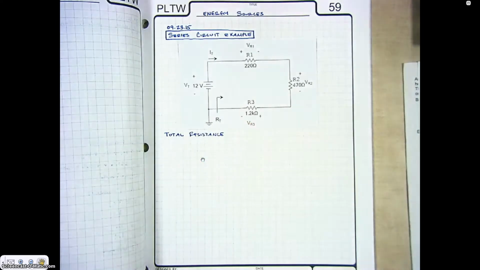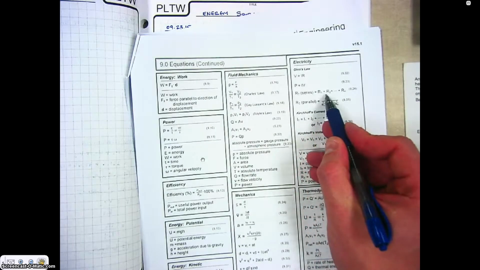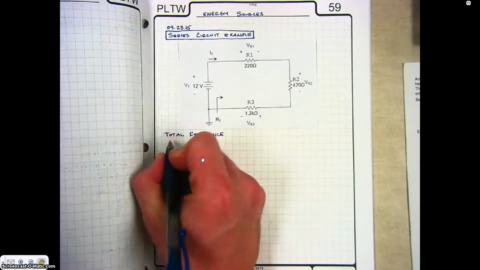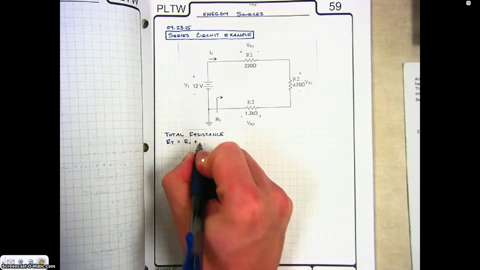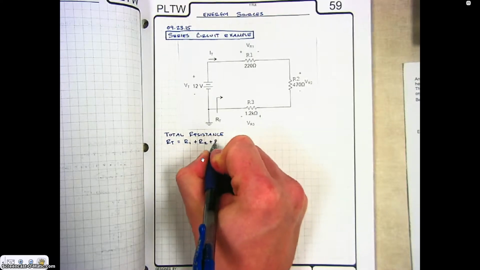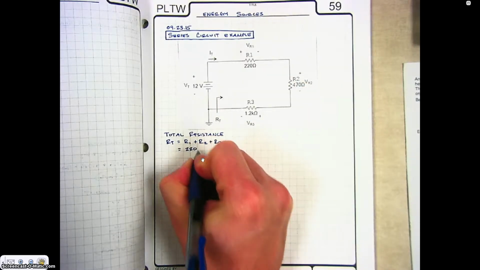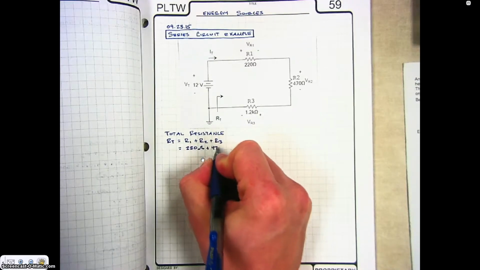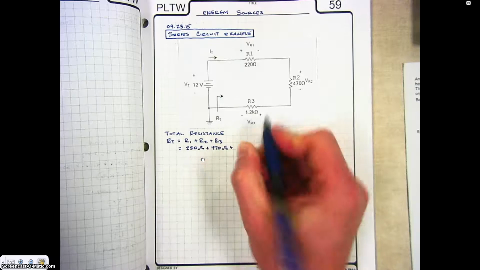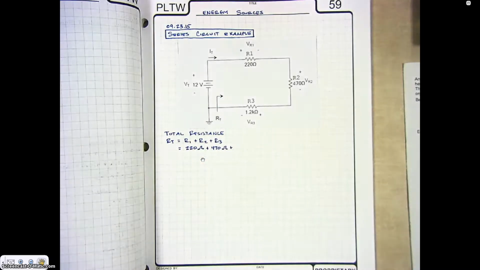For a series circuit, the total resistance is just equal to the resistance of component 1 plus component 2 plus component 3 and so on. So for our circuit here, the total resistance is going to be equal to the resistance at component 1 plus the resistance at component 2 plus the resistance at component 3. Resistance at 1 is 220 ohms. Resistance of 2, 470 ohms. The resistance of 3, we have a different unit now. It says 1.2 k ohms.